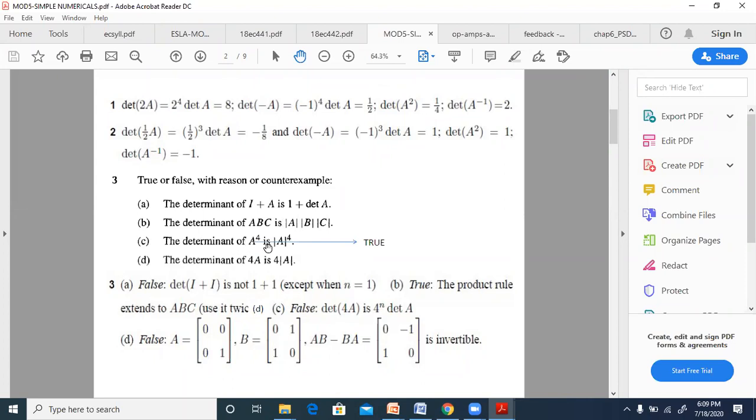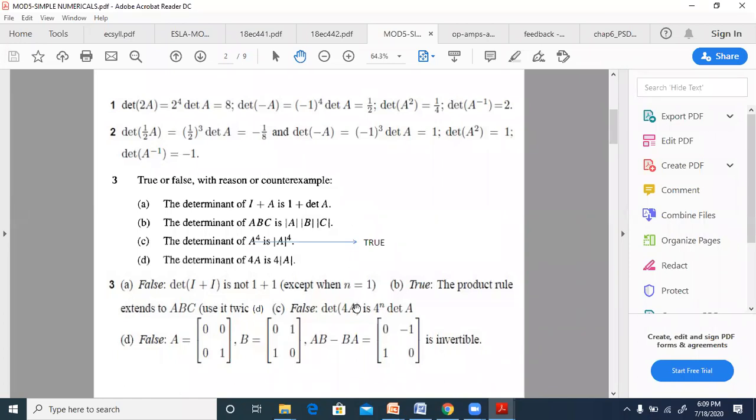Then determinant of A to the power 4 is determinant of A whole to the power 4. This is very much true, because again we are just extending this rule to 4 variables and putting A equal to B equal to C equal to D. Okay, if I have 4 different matrices A, B, C, D, then determinant of A, B, C, D will be determinant of A into determinant of B into determinant of C into determinant of D.